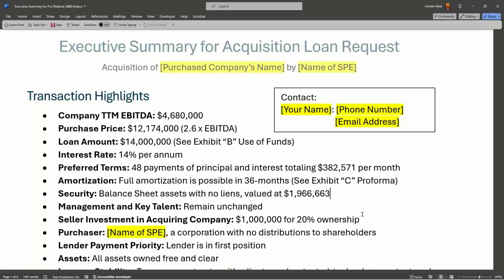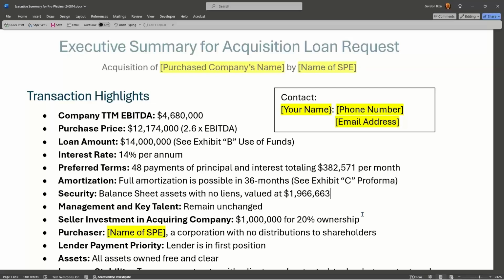And to help the lender understand why $14 million when there's a purchase price of $12,174,000. So we're asking the lender to loan us more than the purchase price. And part of the reason is we're going to ask them to also cover all of the transaction costs for actually conducting the acquisition, from due diligence to lawyers' bills to broker fees for the loan broker, everything. You'll see it when we get there.